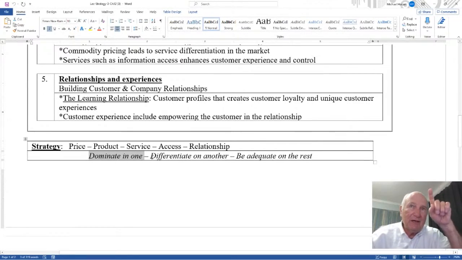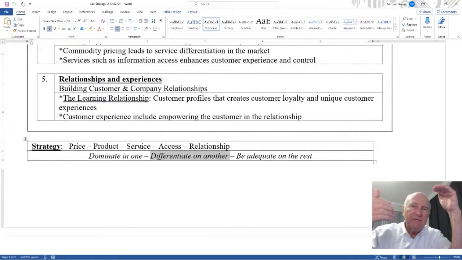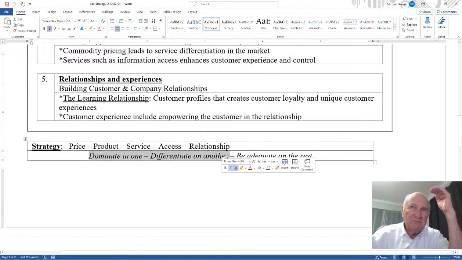But then you pick another one and you differentiate on another one. In other words, I have the lowest price and my service is not like any other. I do this and they don't. So it's not like you have a better service, but you differentiate yourself, because if you dominate in one and differentiate in another, now you're creating volume, you're creating space, you're creating more presence in the market. But all this will be ineffective if you're not adequate in all the rest of them.